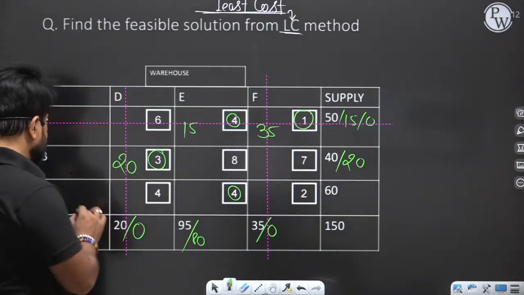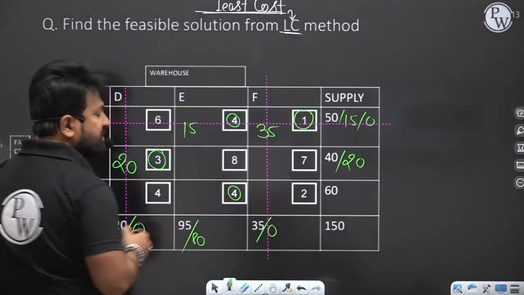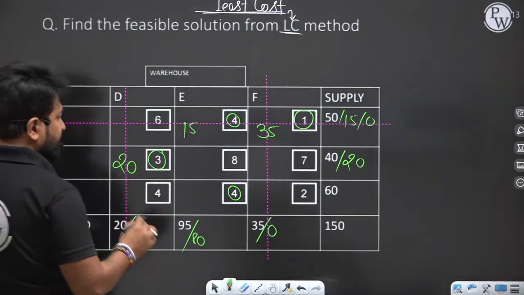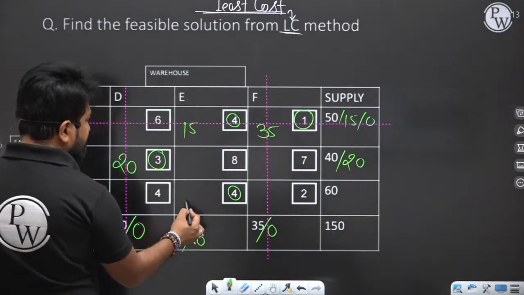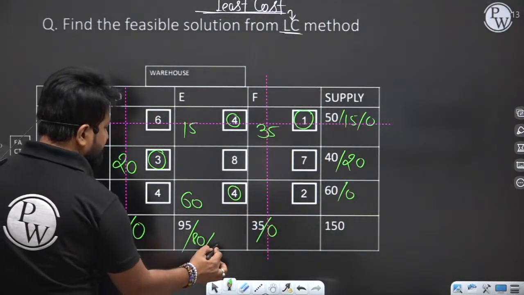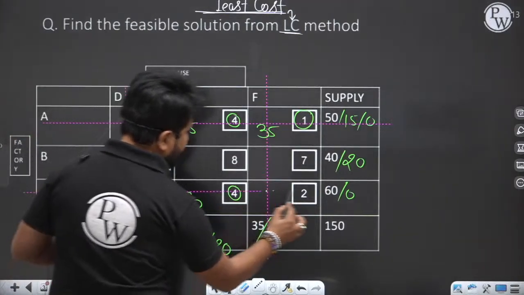Now again, out of 8 and 4, the least transportation cost is 4. It means C supplies to E. How much can C supply? 60. So my dear, how much can E store? 80. So we are going to supply 60 from C, and hence the remaining quantity is 20. So here the supply is finished.